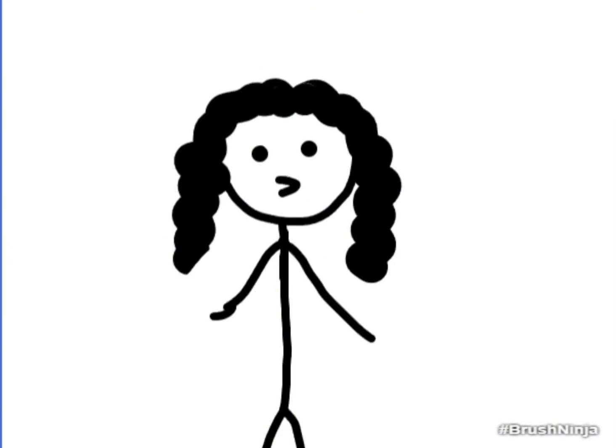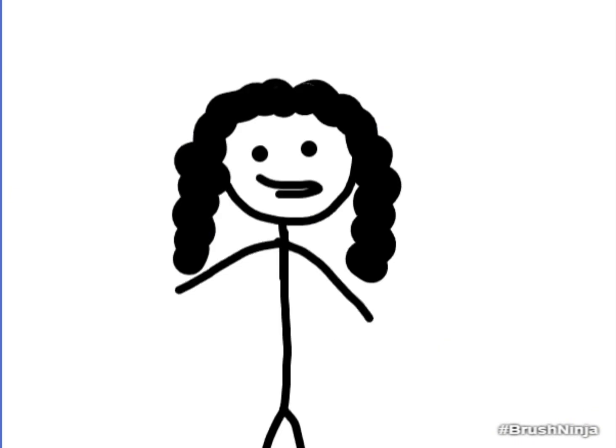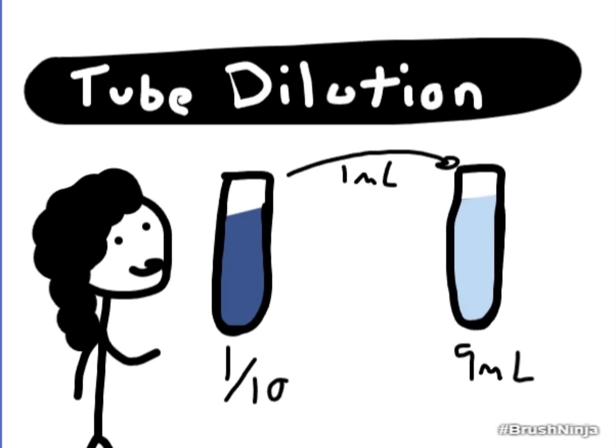Serial dilution is a stepwise series of dilutions performed to reduce the concentration of a solution. Dilution reduces concentration by adding diluent to a solution. There are two components to serial dilutions: tube dilution and final dilution. Tube dilution is the dilution factor in a single tube during a serial dilution.